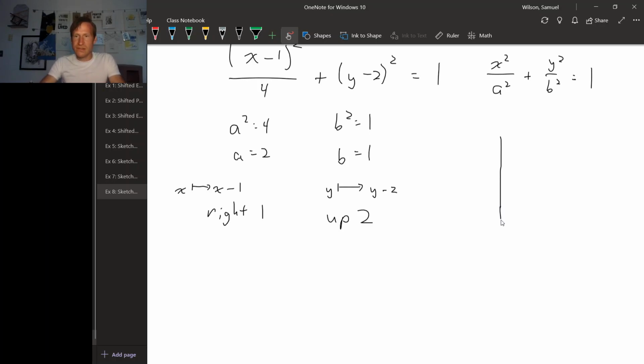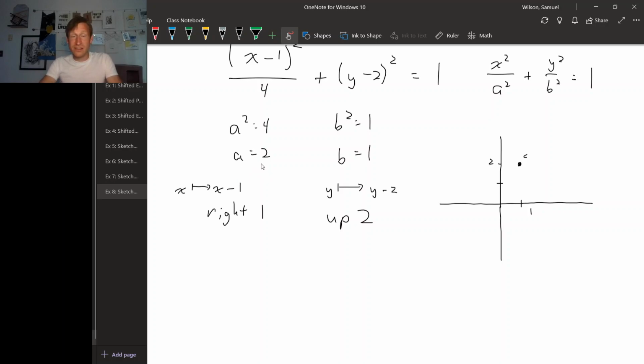All right, so now we can put all this together into a graph. Let's see, the unshifted center of the ellipse is the origin, but we're shifting right 1 and up 2. So our shifted center is going to be right 1 and up 2. In other words, it's at 1, 2. So that's the center.